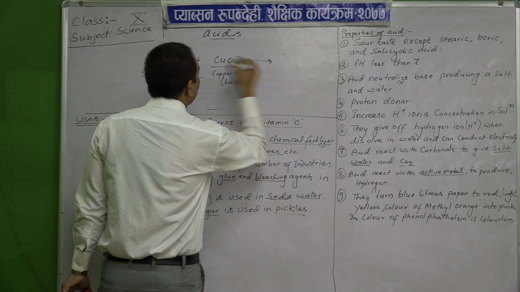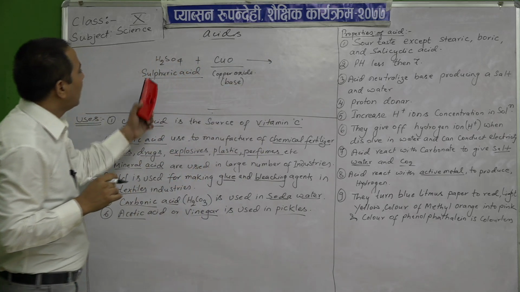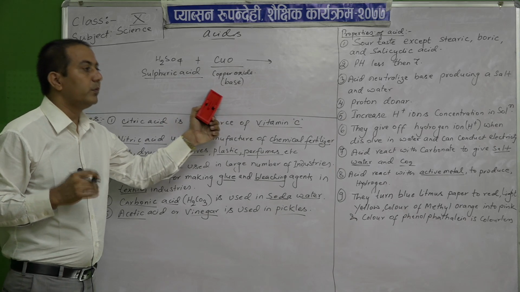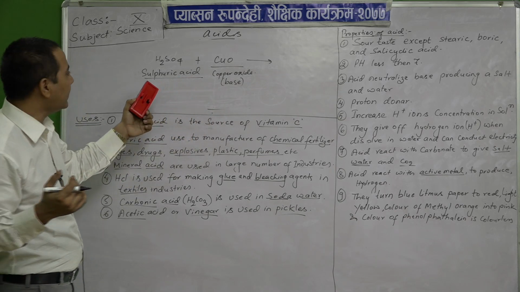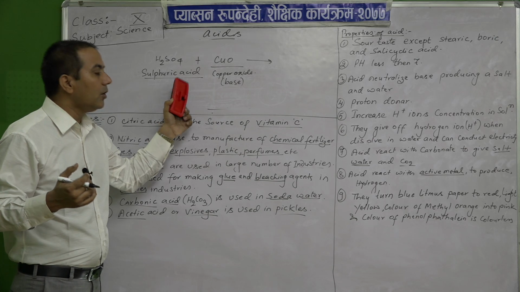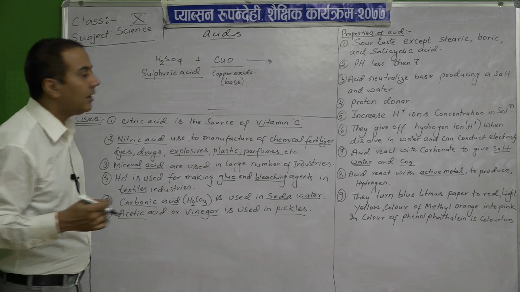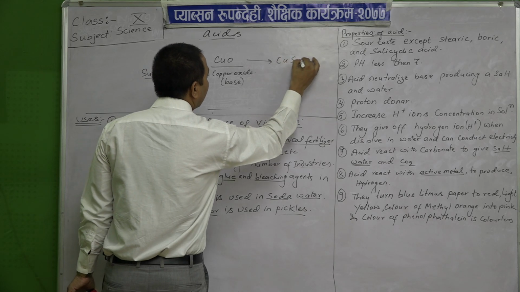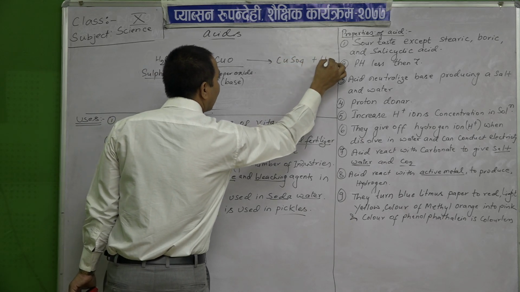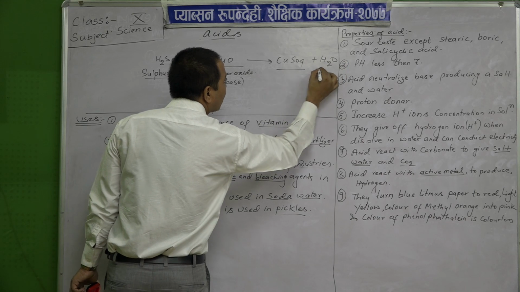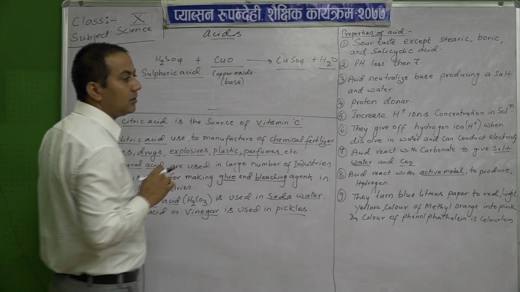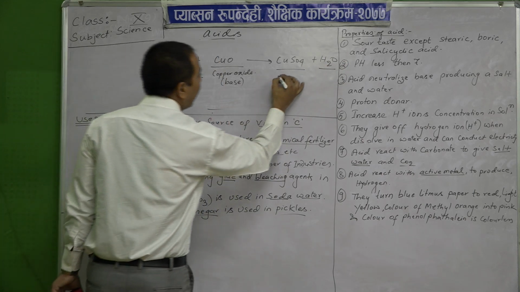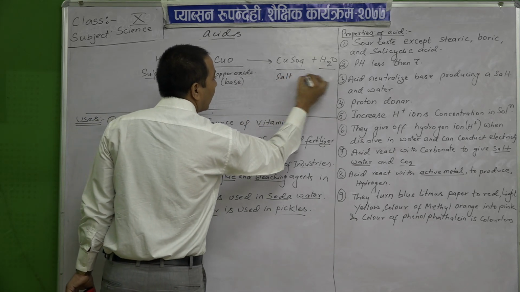So when acid reacts with base, which acid? That is sulfuric acid. When it reacts with copper oxide, then what does it form? It forms copper sulfate plus water. So again copper sulfate is the salt, that is the salt and water.